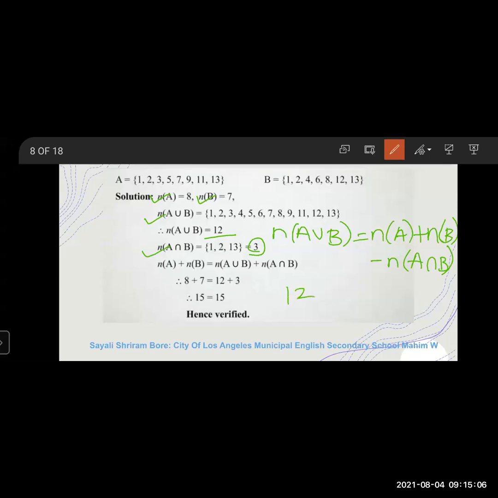12 is equal to, in A there are 8 elements, in B there are 7 elements, and in the intersection there are 3 elements. So 12 is equal to 8 plus 7, 15 minus 3. So 15 minus 3 is how much? 12. So your left hand side is equal to right hand side, and hence it is verified. You can simply write the formula and do the substitution.